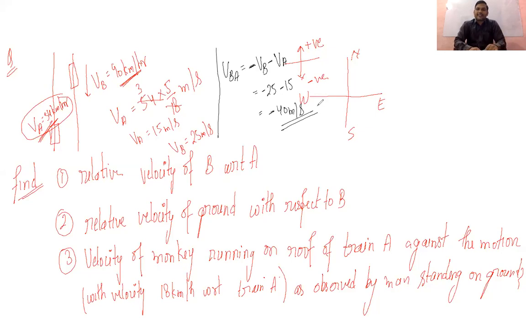Now in the second case, they are asking the relative velocity of ground with respect to B. In this case, you need to write the velocity of B with respect to ground is equal to the velocity of B minus the velocity of ground. You need to write it like this.